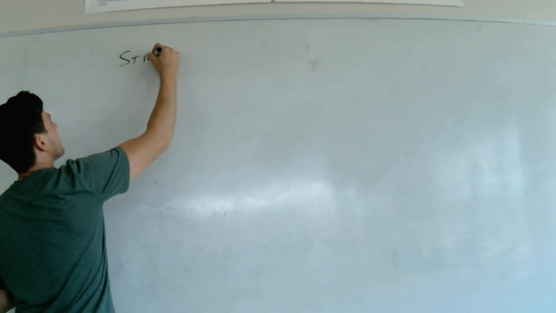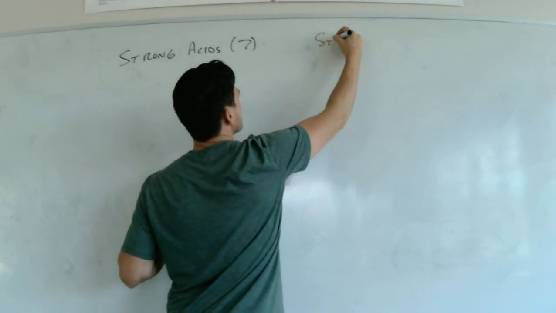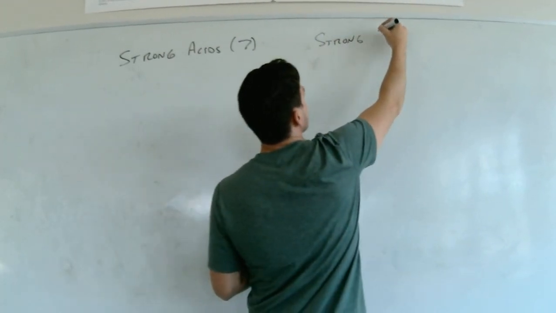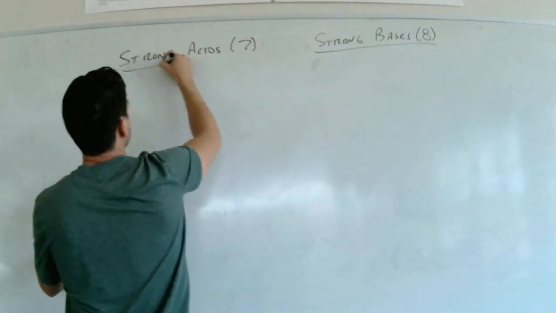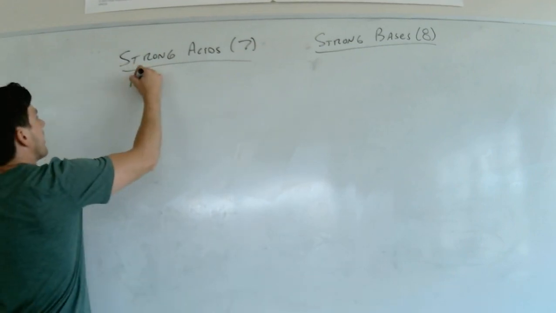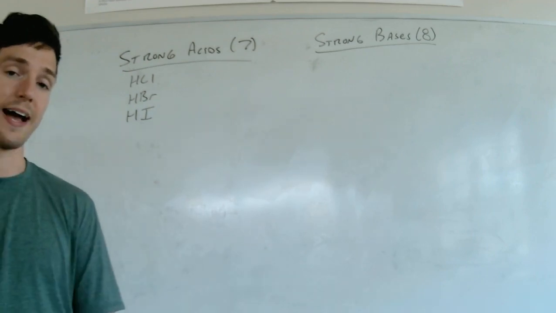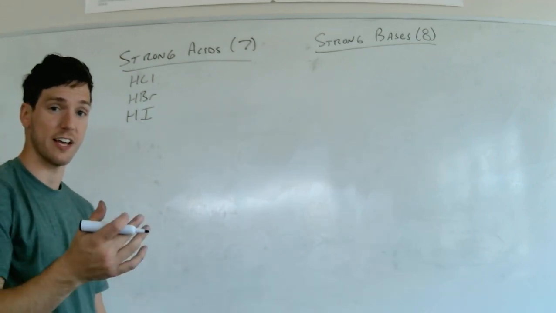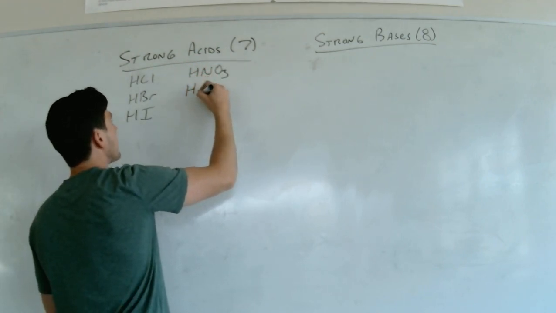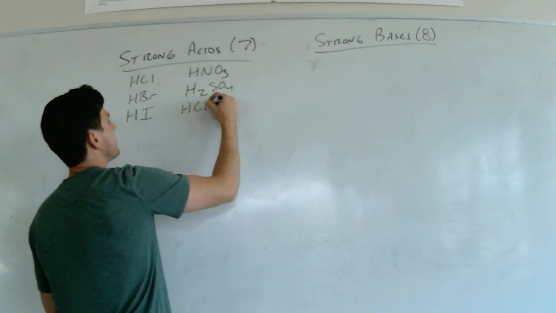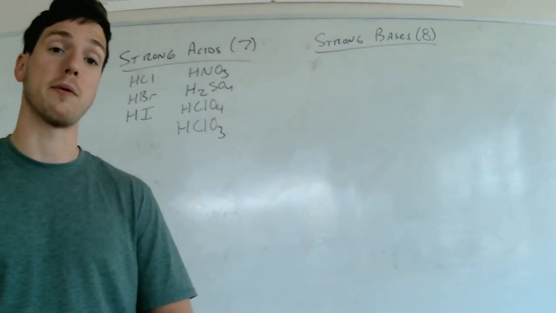So once again, let's look at our strong acids, of which there are 7, and our strong bases, of which there are 8. You're going to have to know these in your head, so that's 15 chemicals you have to memorize. The strong acids are HCl, HBr, and HI. Hydrochloric acid, hydrobromic acid, and hydroiodic acid. The strong acids also include HNO3, H2SO4, HClO4, and HClO3.